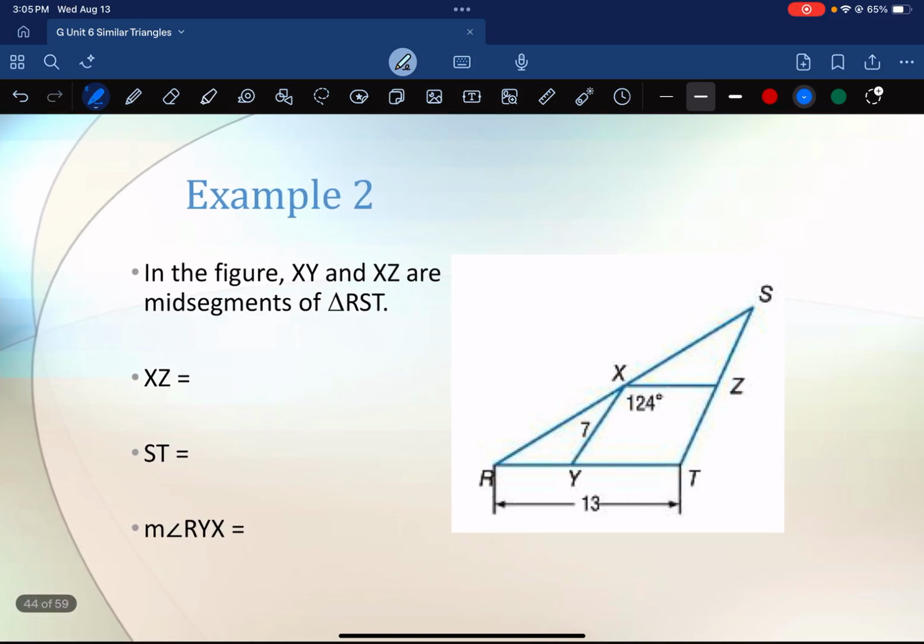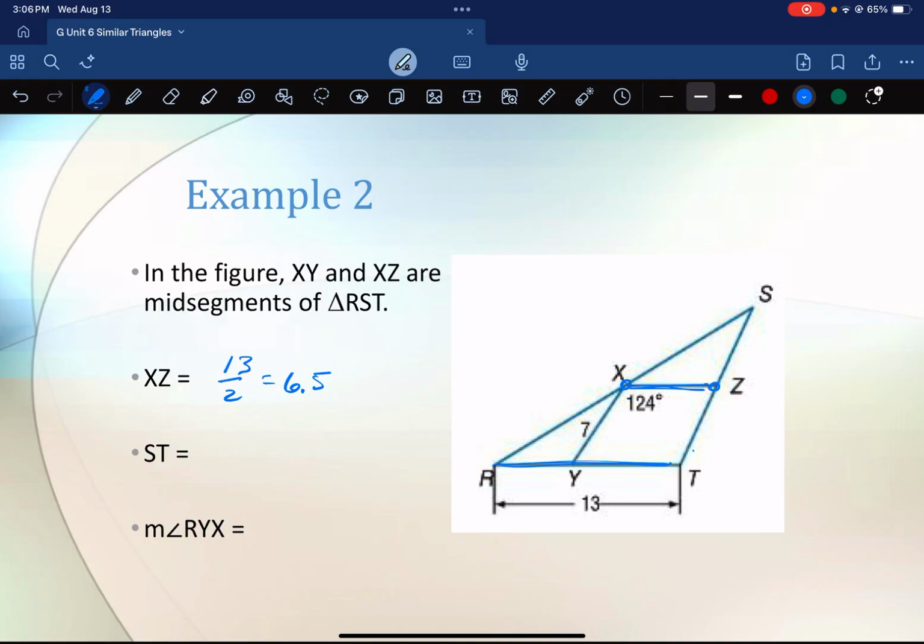So let's see how this works. In the figure, XY and XZ are mid-segments, good, of triangle RST. What's the length of XZ? Well, these are midpoints. And so what's the side that XZ is parallel to but RT, right? So XZ is parallel to RT, so XZ is half of RT. So it's 13 divided by 2, or 6.5.